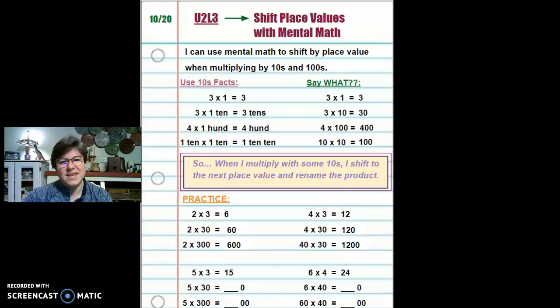Did you get that 5 times 3 tens is 15 tens? And 5 times 300 is 1500?